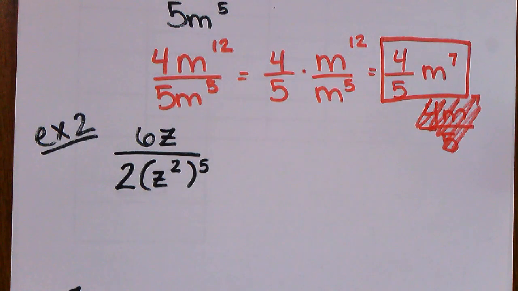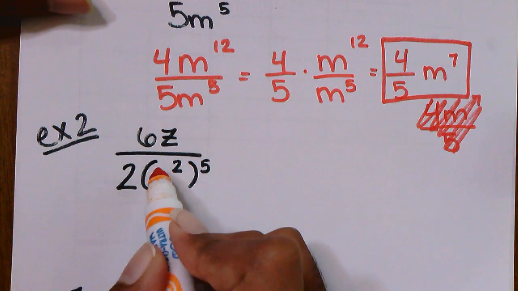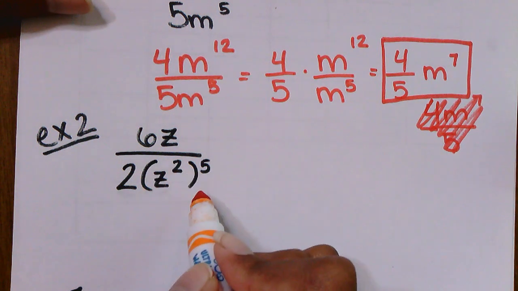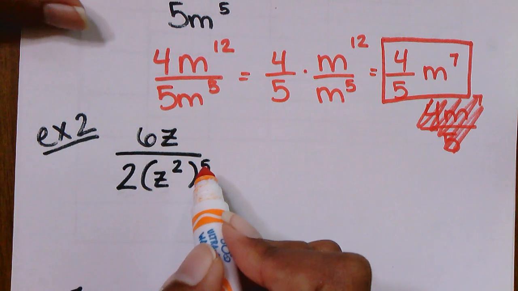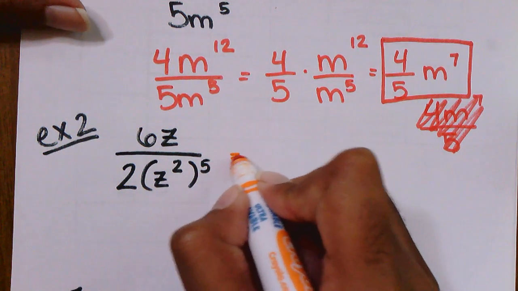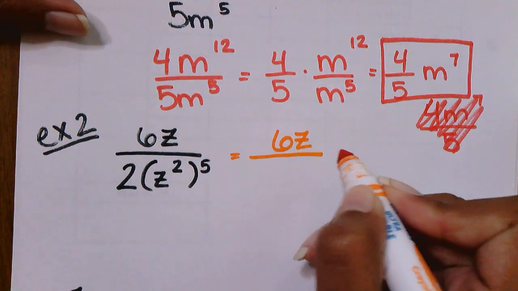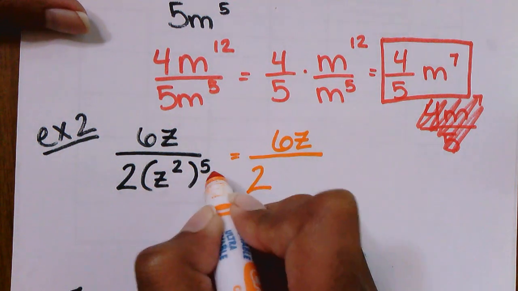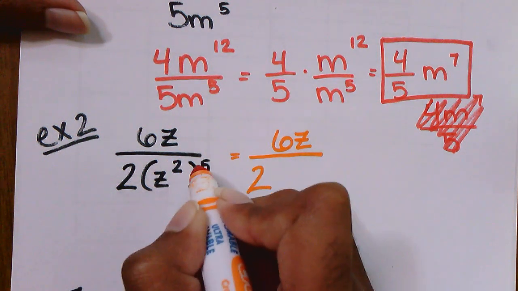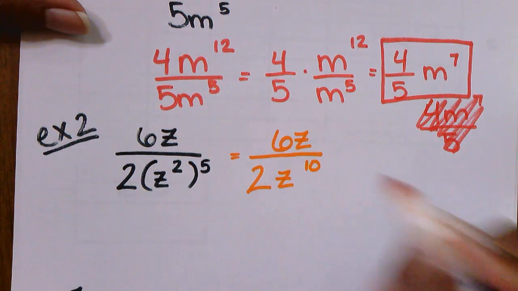All right, let's look at example number 2. So we have 6z, so here z is our exponent, over 2 to the quantity z squared to the 5th power. So again, we have our power to a power rule in our denominator. So we want to start by simplifying that. Our numerator doesn't have anything that we can simplify. It's just 6z, no exponents. The power to a power rule says that we multiply our exponents. So this will be z to the 10th power.